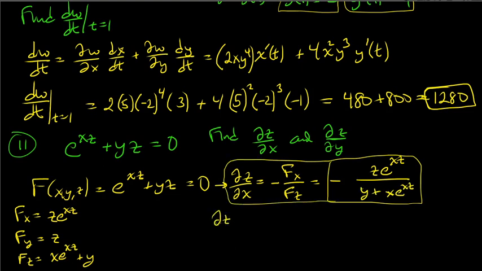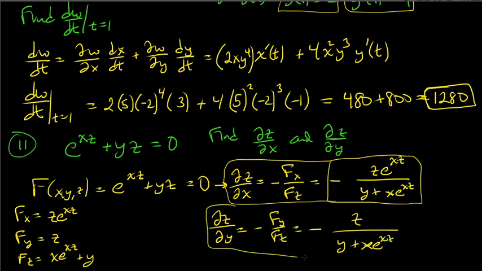And then for the y partial derivative of z, it's minus fy over fz. So now it's just negative z over y plus x e to the xz. Okay, so you have to know your implicit differentiation. Again, it's all on the formula sheet, so if you don't remember these formulas, just look them up.